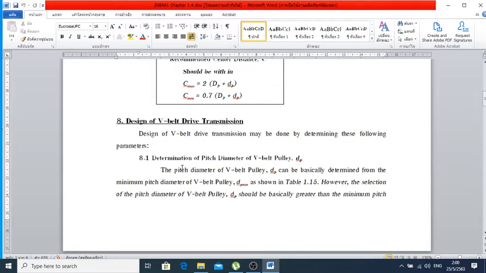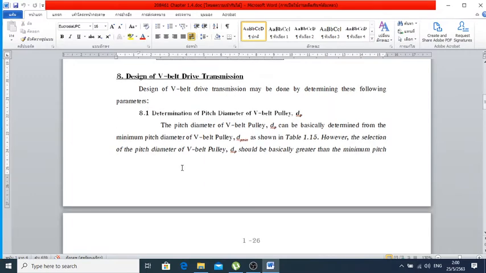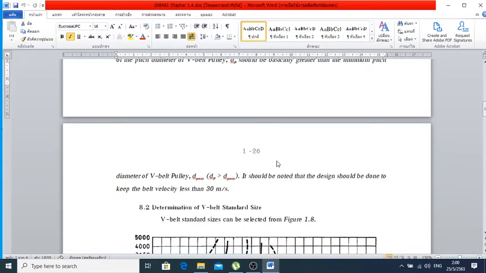So the design of the V belt is going to be considered one by one like that. Number one, D sub P. First thing first, you have to determine the D sub P. That has to be not less than the D sub P minimum. That's what I mentioned earlier.